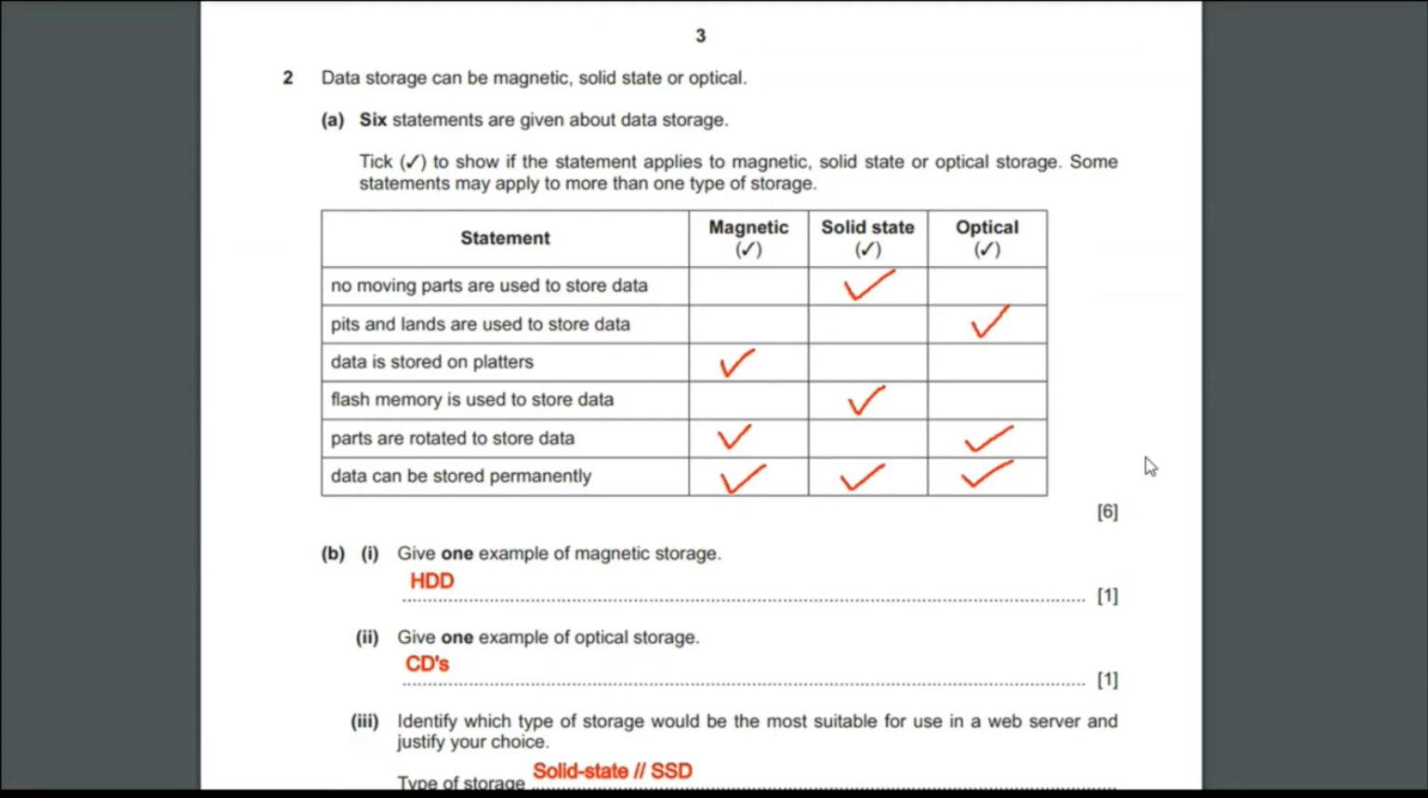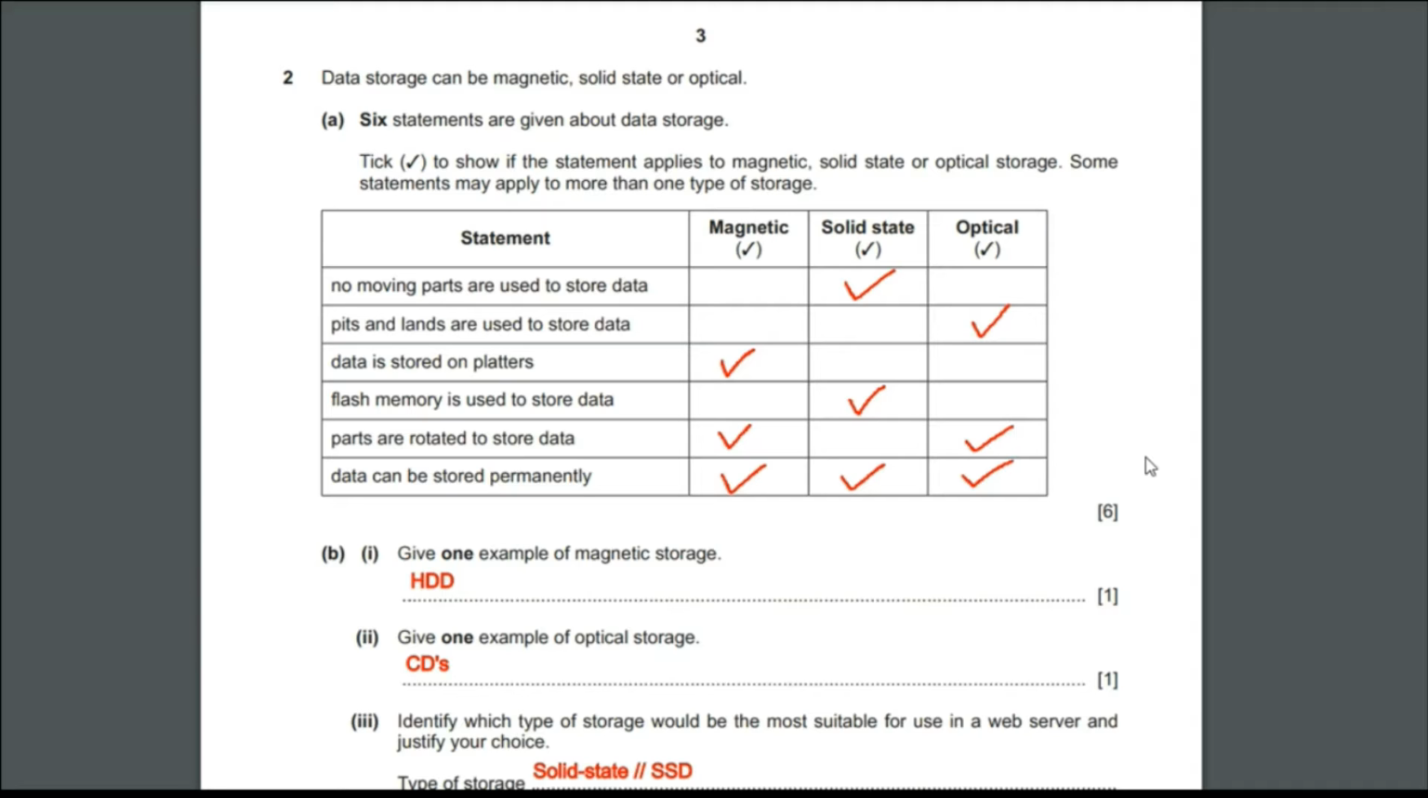Coming to the second question, data storage can be magnetic, solid state, or optical. A. Six statements are given about data storage. Tick to show if the statement applies to magnetic, solid state, or optical storage. Some statements may apply to more than one type of storage. So the first statement is no moving parts are used to store data. Of course, it's only the solid state.